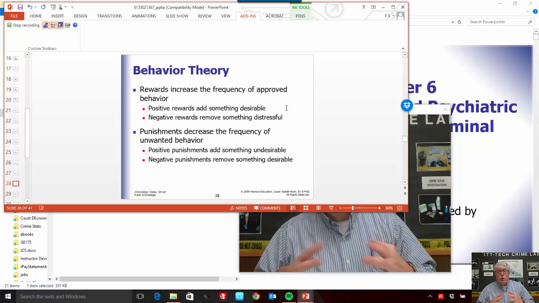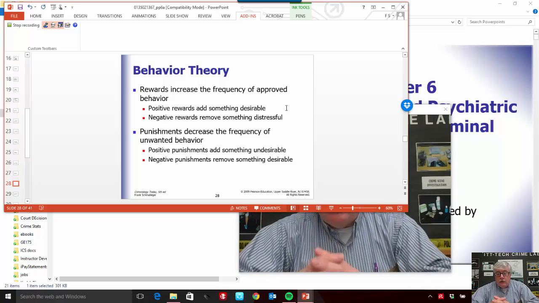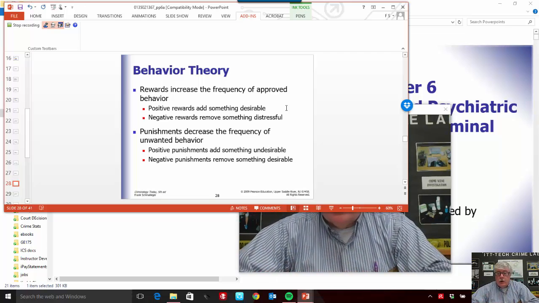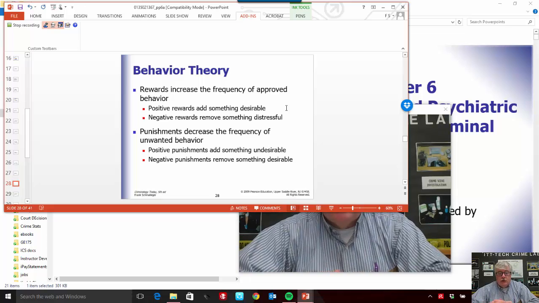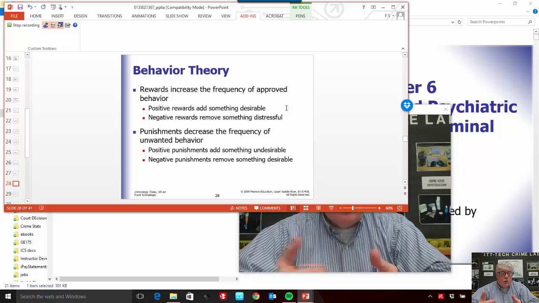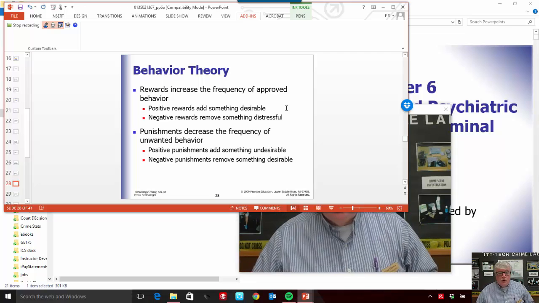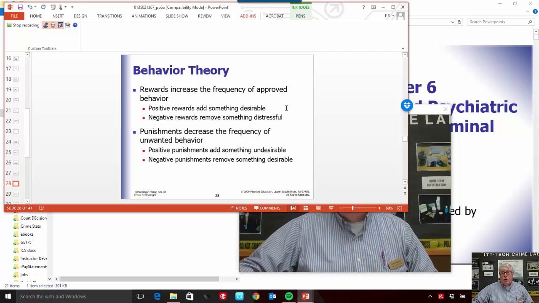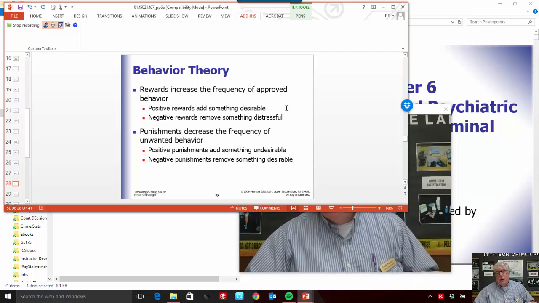So if we have a positive reward, that means that we're adding something that someone likes. So, those of you that have kids, your child behaves really well, you give them some ice cream. That's a positive reward. Negative reward is when we take away something distressful. So maybe if your older child has to do chores at home and they did really good on the report card, you say, okay, you don't have to do the chores this week. We'll make daddy do them.